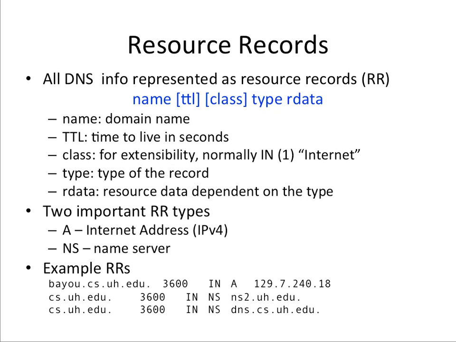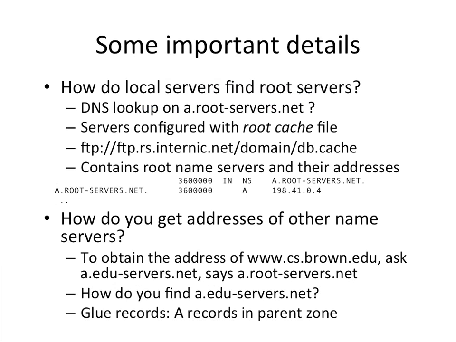So there's something called a glue record that is included in the response that tells you, okay, the IP address of ns2.us.edu is this. So that's called a glue record. That helps in bootstrapping. Otherwise, we would not be able to send a packet to ns2.us.edu just using the name. So that's the glue record there.